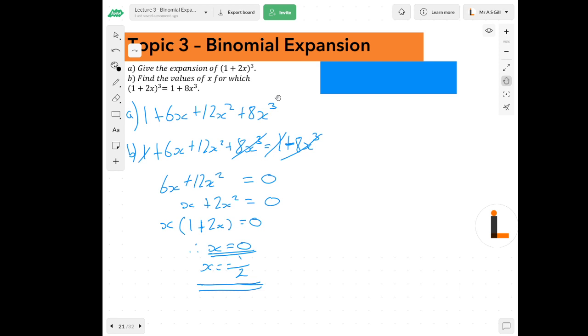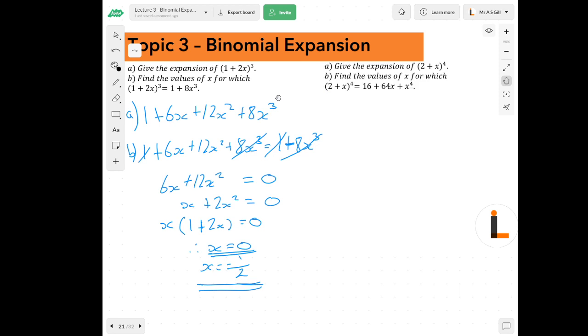Okay, so have a go now at this question on the right hand side there. Very, very similar.